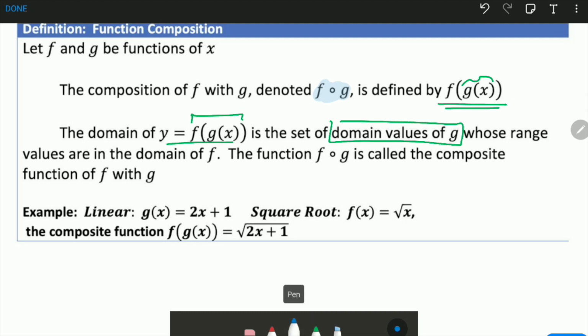And if f's domain is restricted, then that will also further restrict the domain of the overall composition, based on what y values or range values g can output. So depending on the types of functions that you have, that determines how the restrictions come about and intermingle. It can sometimes be tricky to find the actual restrictions.